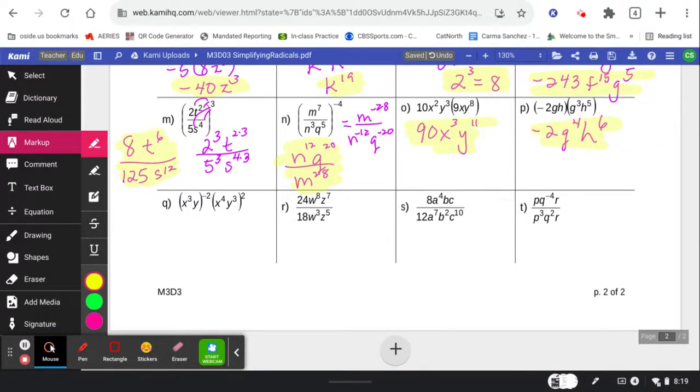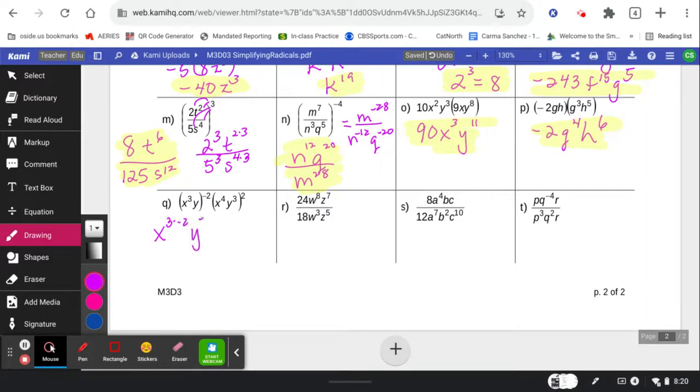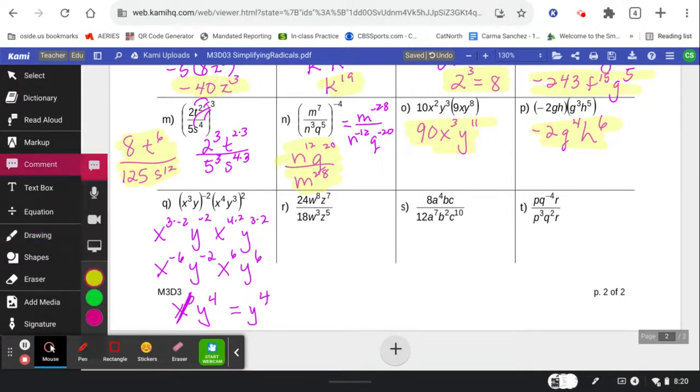And finally, x to the 3 times negative 2, y to the negative 2, x to the 4 times 2, y to the 3 times 2. Now we're going to do the add rule. It becomes x to the 0, and then y to the 4th, which means it's really just 1 times y to the 4th. Final answer.